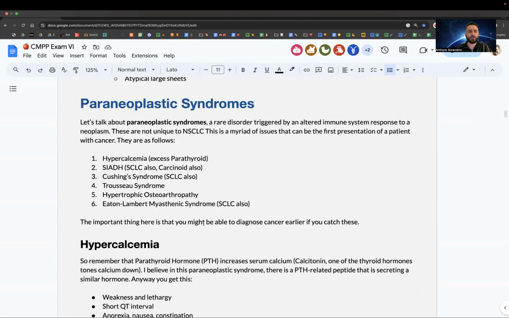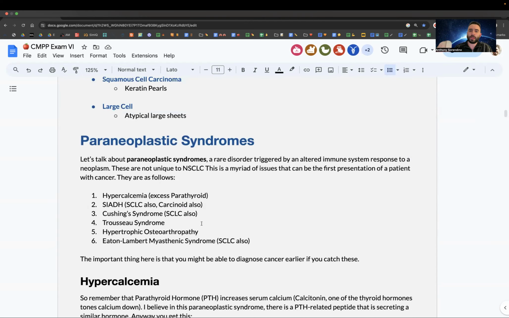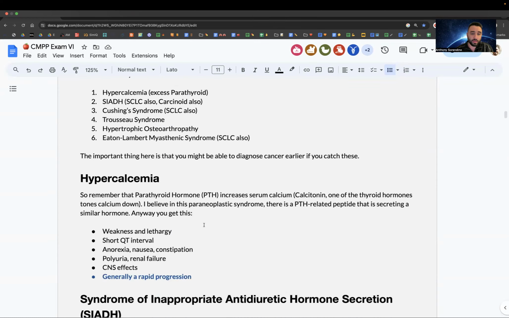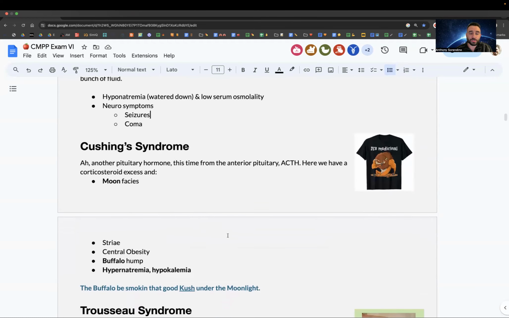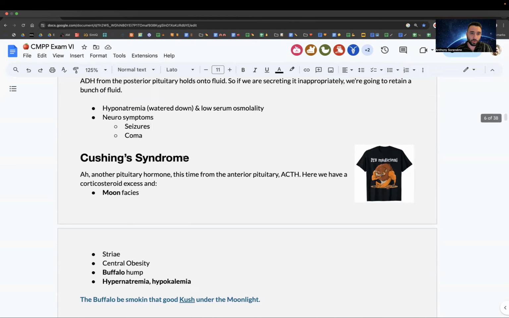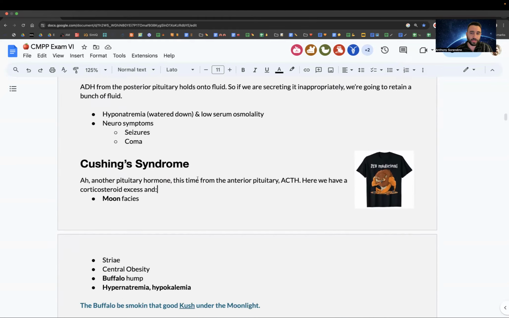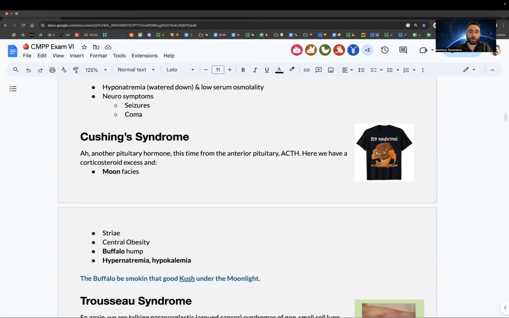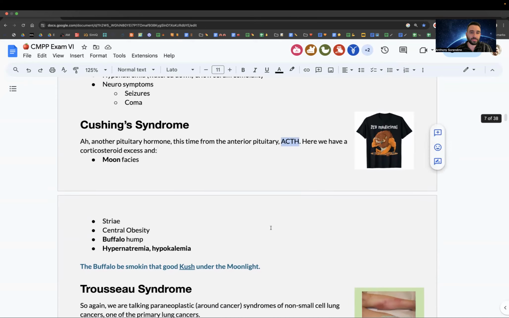Okay. And again, I don't even know if I explained, these are paraneoplastic syndromes. So these are syndromes that happen around having cancer. They're triggered by an altered immune system response to the neoplasm. And they can actually be the first presentation of a patient with cancer. So if we pick these up early, we could potentially give them a better prognosis. Okay, Cushing syndrome. This is another paraneoplastic. This is from another pituitary hormone. I don't know if I mentioned ADH is from the pituitary. Adrenocorticotropic hormone, I believe, is ACTH.